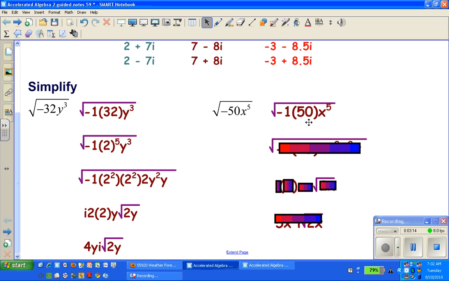Write it as negative 50, or negative 1 times 50. You know 50 is a 25 times 2. So the square root of your negative 1, square root of your 25, square root of your x squared leaves you with your 2 here and your x still inside of your root. So that simplifies down to 5x squared i with the square root of 2x.